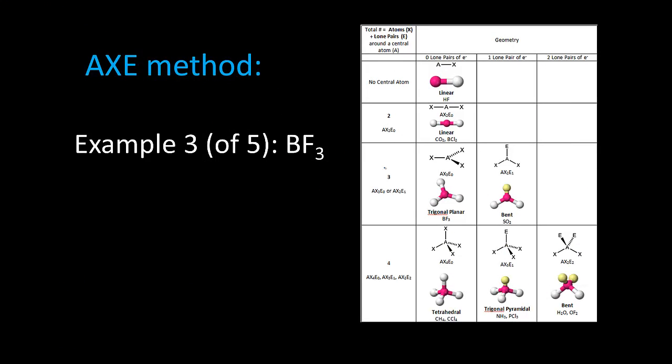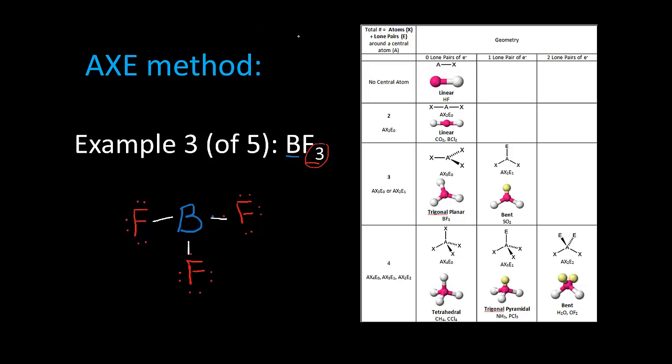Okay, now we're going to do BF3. Our central atom would be boron. So let's write boron. Boron is in group 13, which means it has 3 valence shell electrons. So I'm going to write 3 valence shell electrons. Fluorine is in group 17, and there are 3 of them, which means it has 7 valence shell electrons. 1, 2, 3, 4, 5, 6, 7. It shares one with boron. We're going to do another one over here, and one last one over here, each with 7. Now remember, our shared pairs we denote with a line.